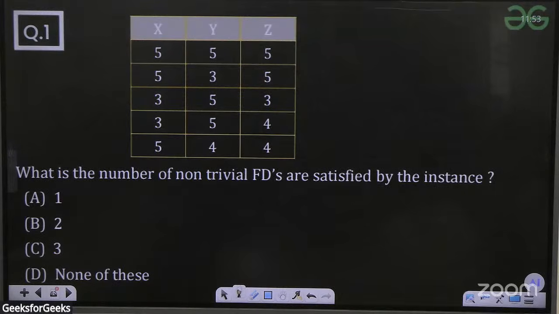If RHS is not a part, not equal, then we can't say it is trivial. The attributes are X, Y, and Z.